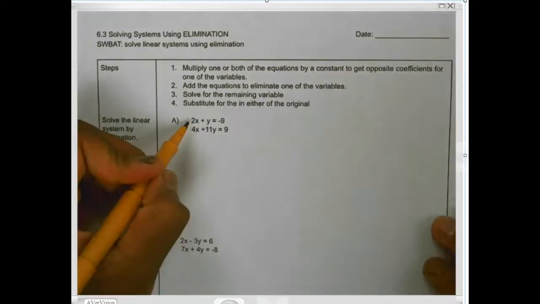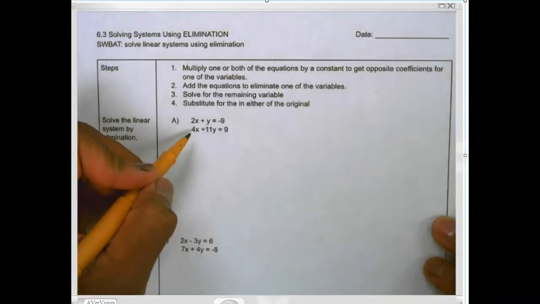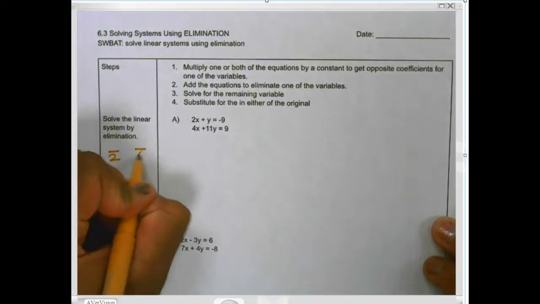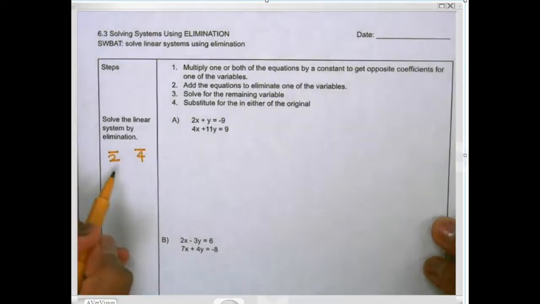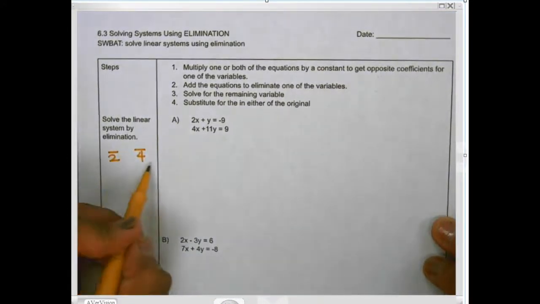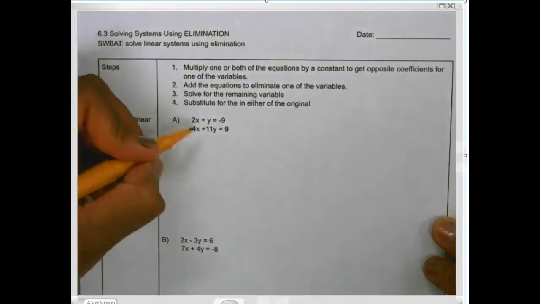To do that, what I'm thinking of is what's the number that 2 and 4 can go into, the least common multiple. If you're thinking about everyone's favorite F word, fractions, what would these both have as the least common denominator? Well, it would be 4. Same concept here because they can both go into 4. That's the smallest number that they can both go into.